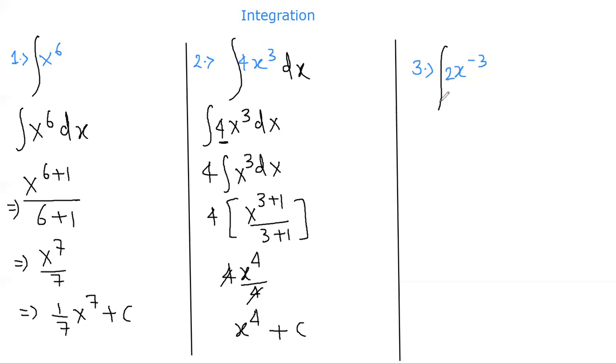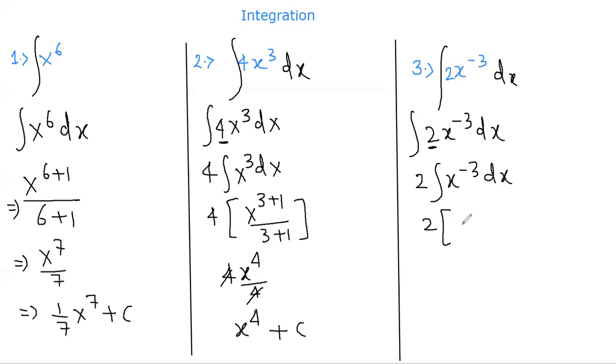Now we have to do the integration of 2x to the power negative 3 dx. Here you can see 2 is a constant. Can we take it outside? And the integration of x to the power negative 3 dx, which is 2 times x to the power negative 3 plus 1 divided by negative 3 plus 1. Now 2 x to the power negative 2 divided by negative 2. Can we cancel 2 and 2? And this is a negative sign. So we can write it as negative x to the power negative 2.